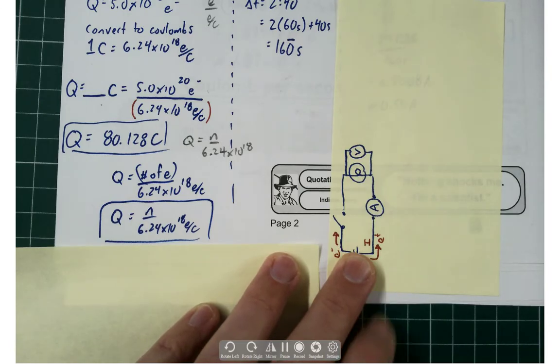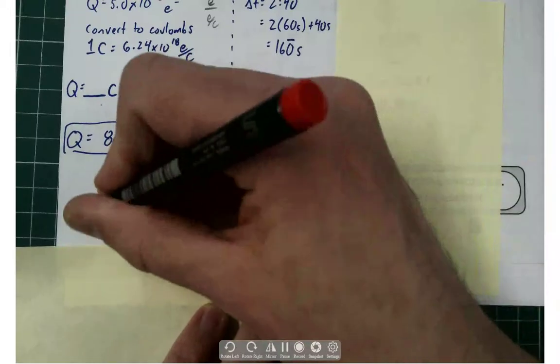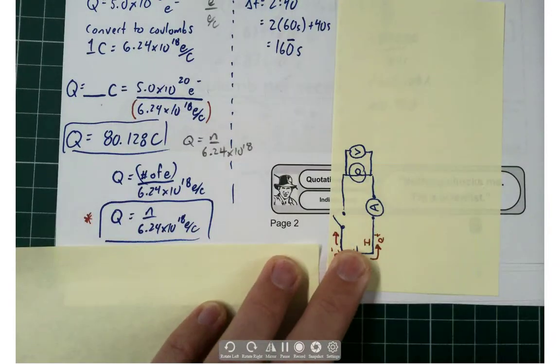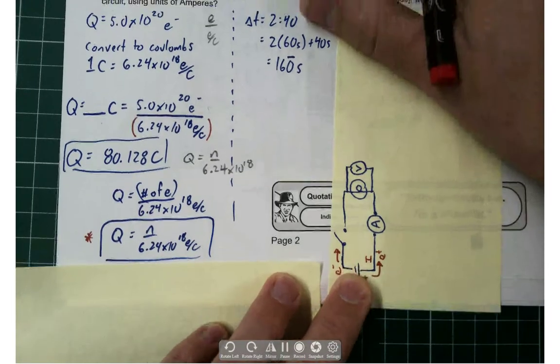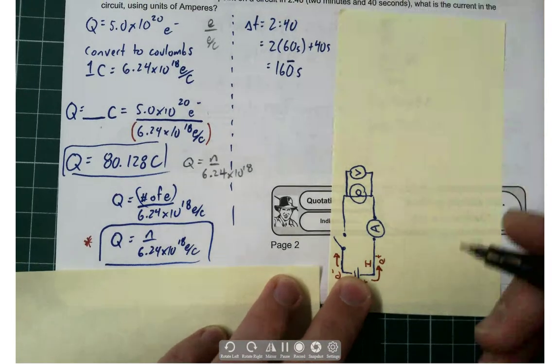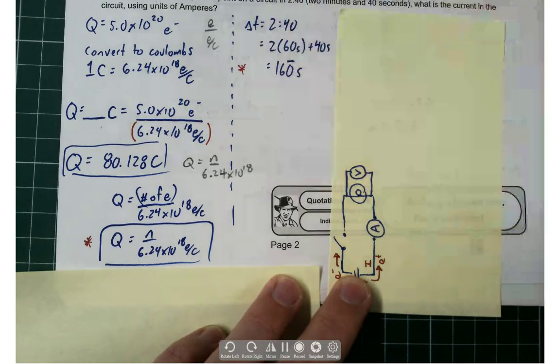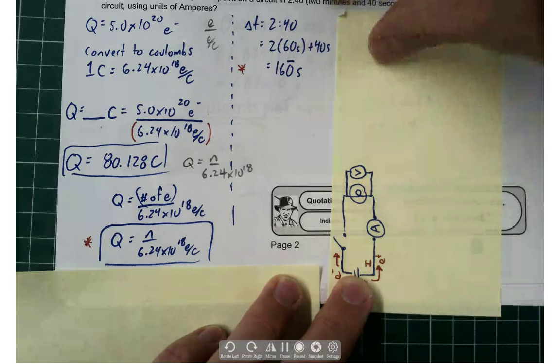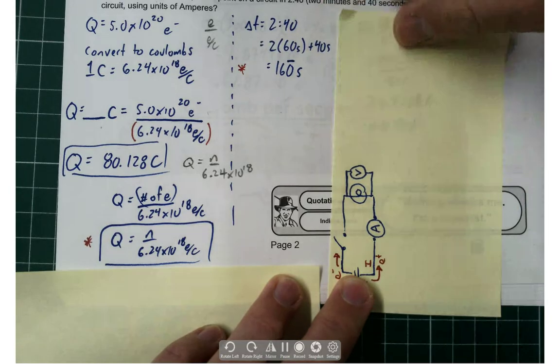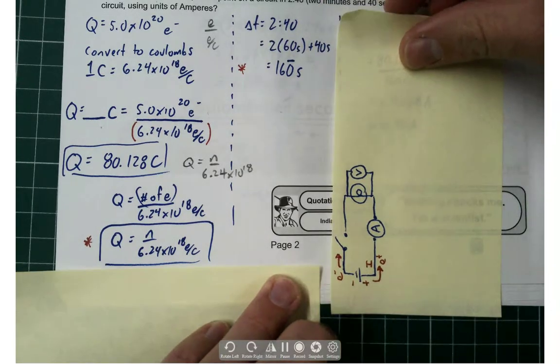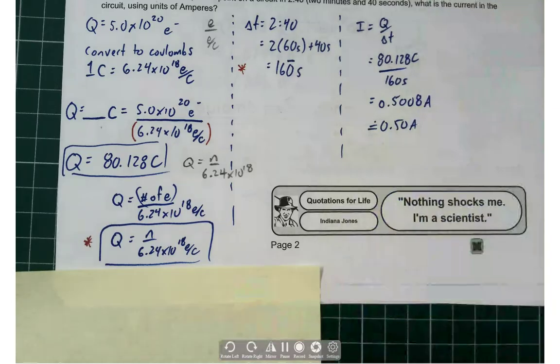I'll put a star beside that because that's something that we should be able to do to figure out how many charges there are. So let's take stock of what we've got. If I want to know the current, at this point, I've got the number of charges that are going to flow through this circuit. I know how long the circuit is turned on for. And then that brings me to this. Well, I is equal to Q over delta T from the top of the page, right? And we sub in our values, and we get 0.5 amps.